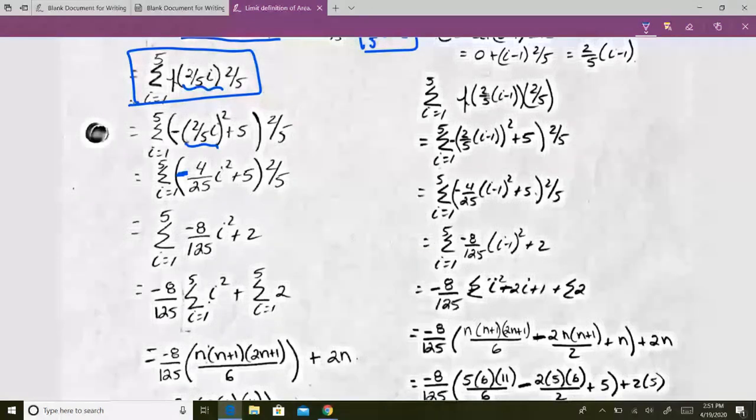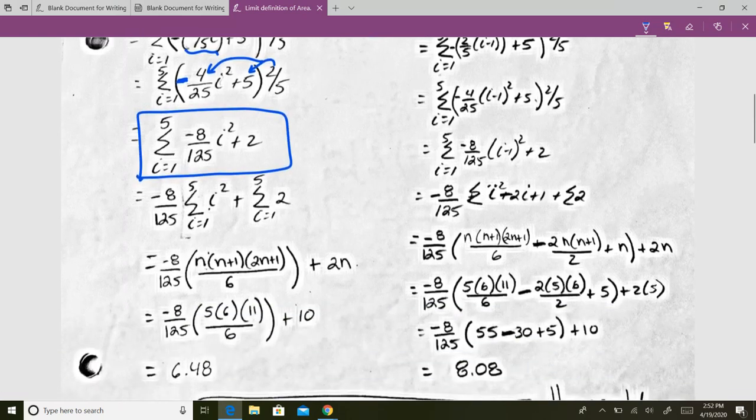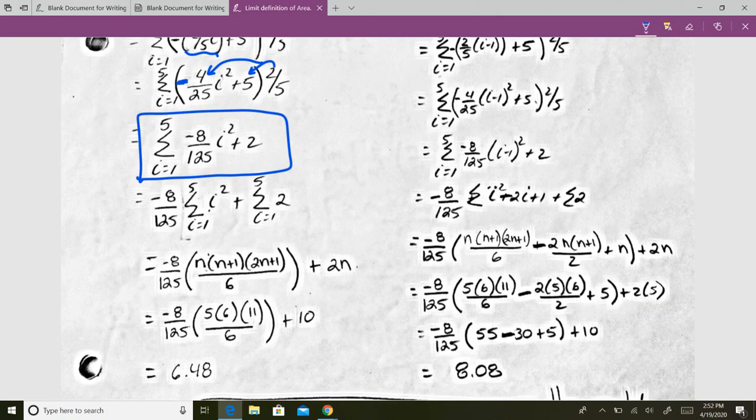The 2/5 then gets multiplied in, okay? So now I have negative 8 over 125 i squared plus 2/5 times 5 is just 2, all right? Now this is just like the summation rules we did at the beginning of this lesson. So I break it up into two sums, right? And because this is a constant, it comes out, leaving the sum of i squared, right?